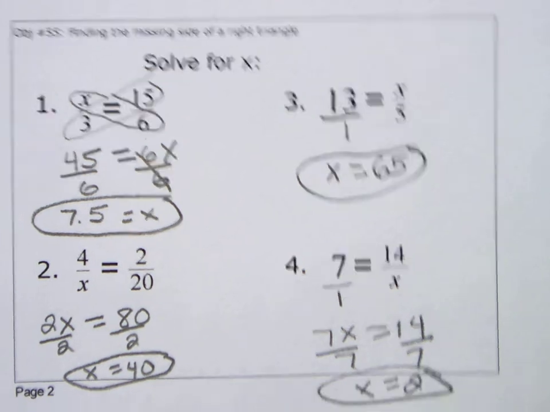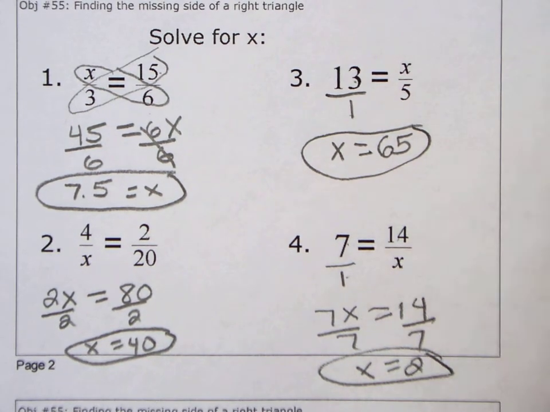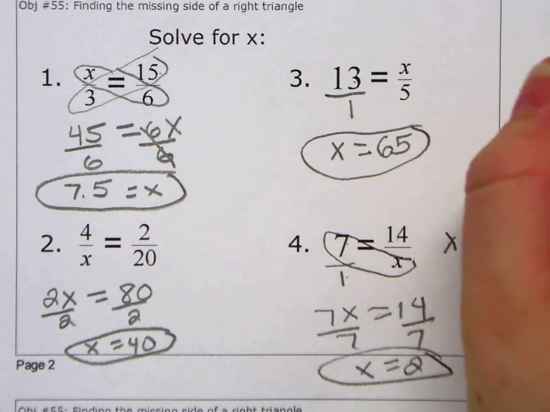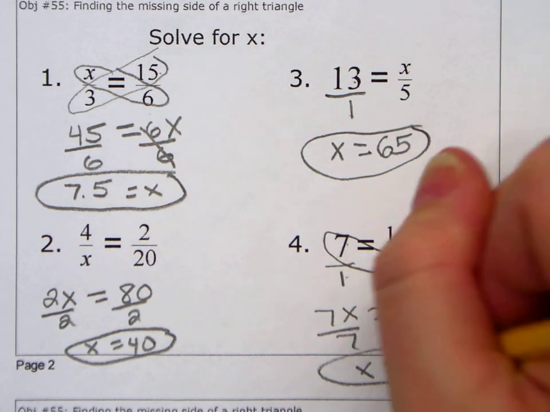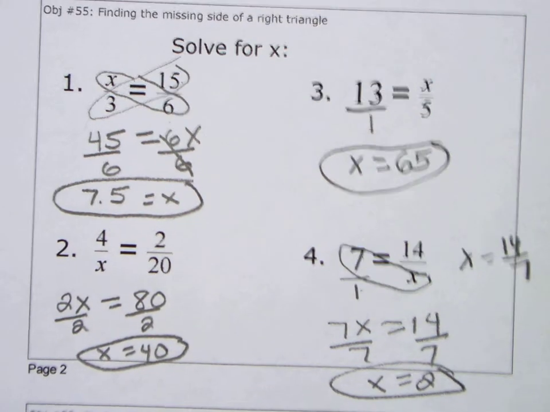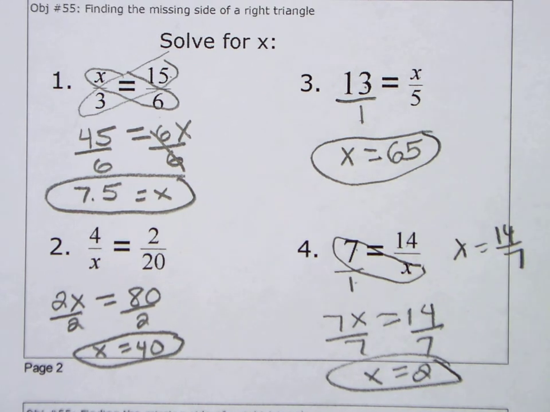I've also seen this one where when x is on the bottom, you can just reverse these. So x equals 14 over 7. X equals 2. That works too, but I don't like that because, why? Why can you just do that? It works out mathematically, but I don't like just random rules like that.